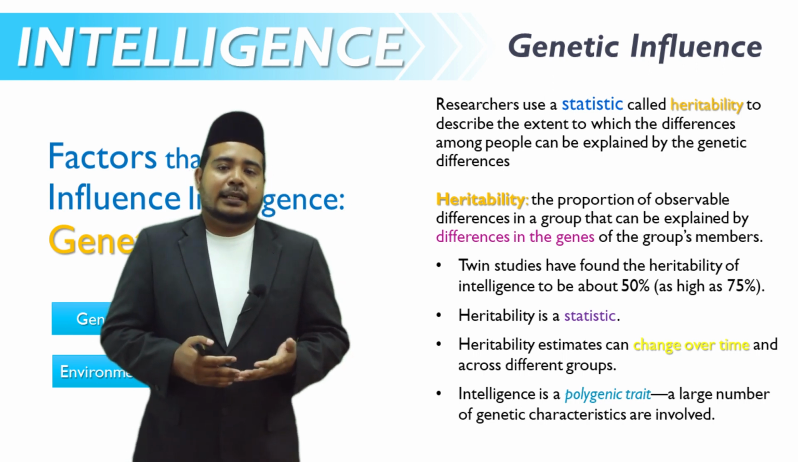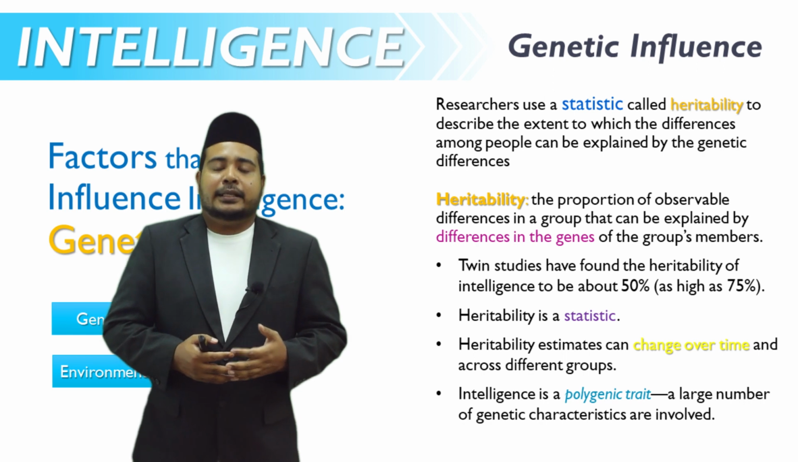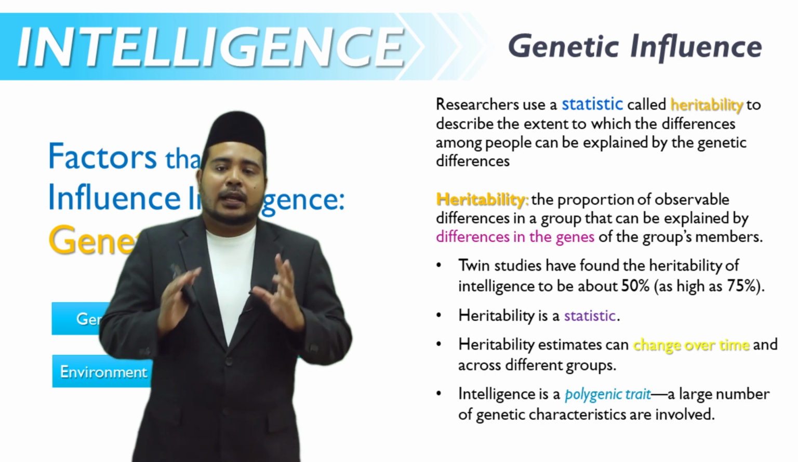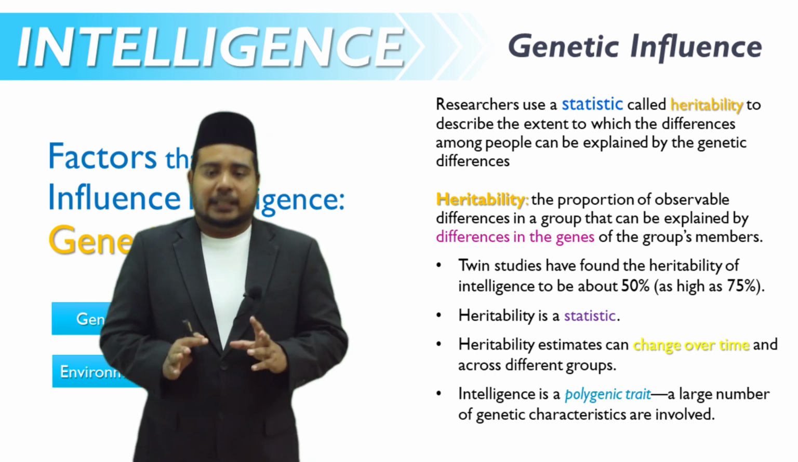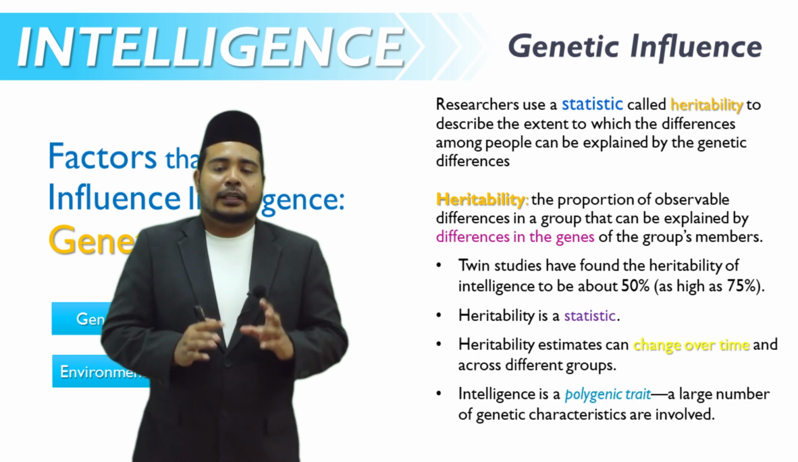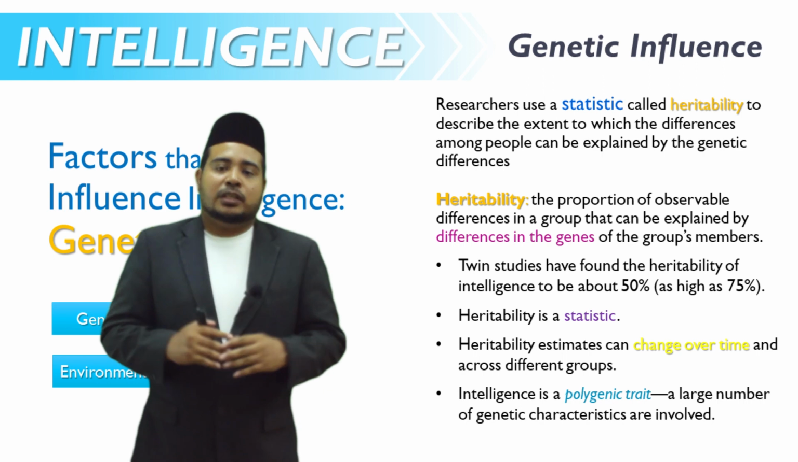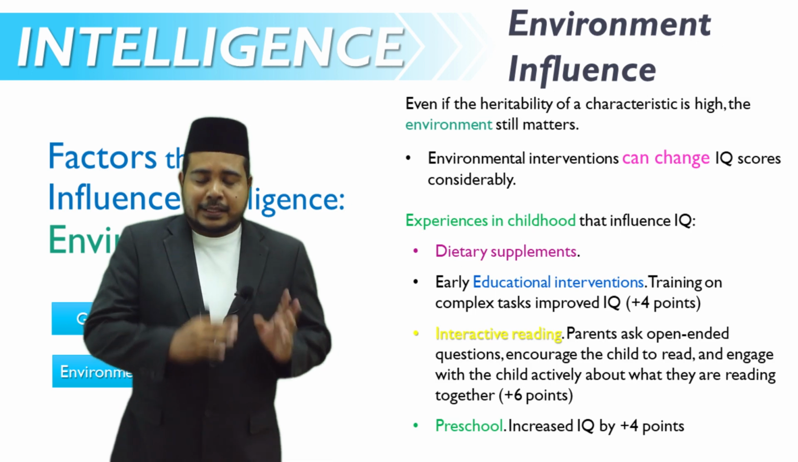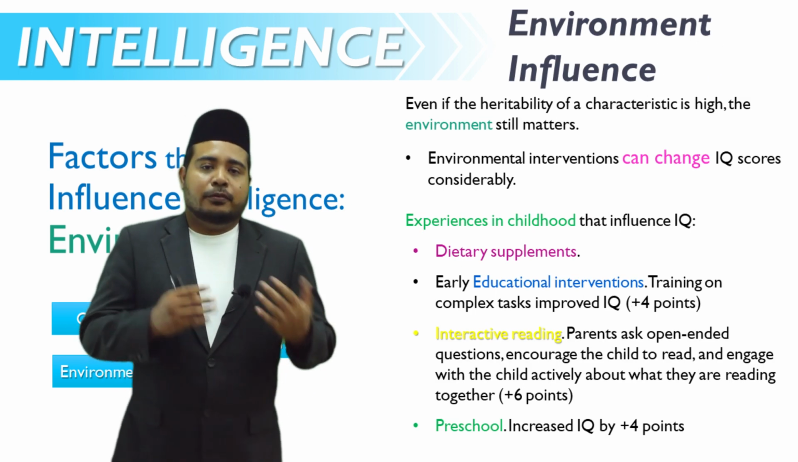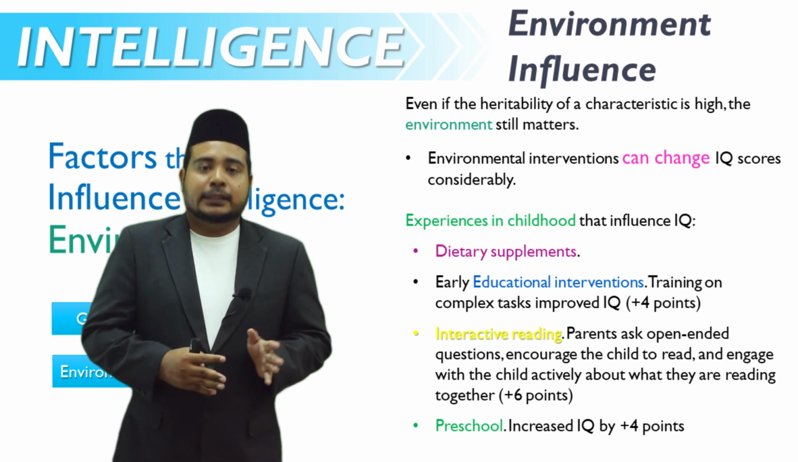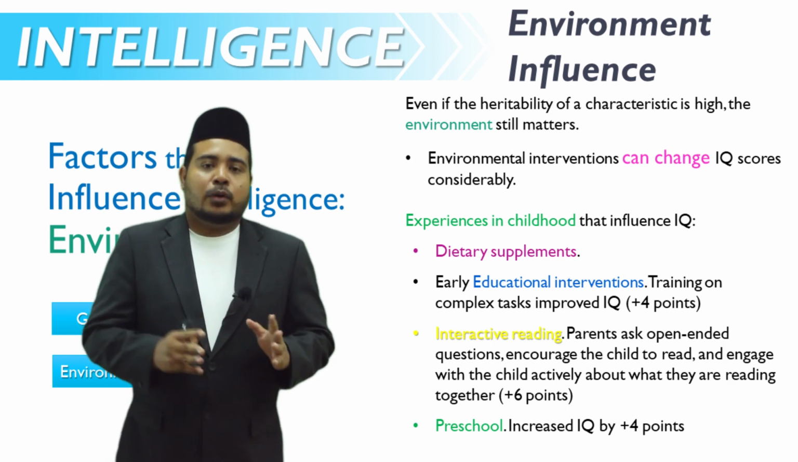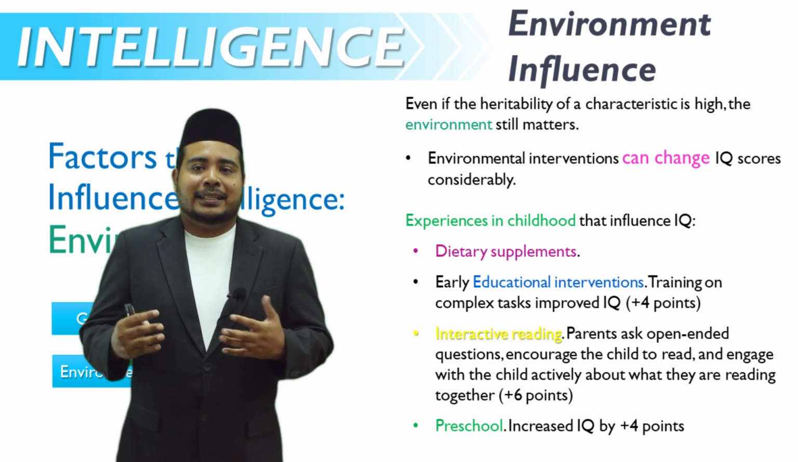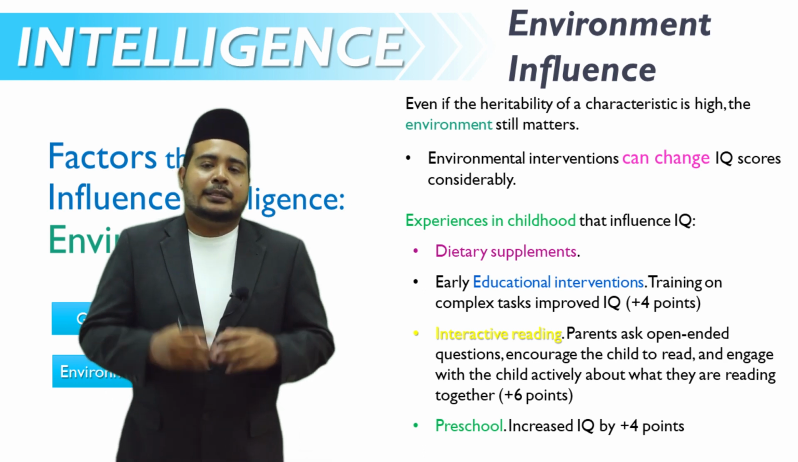So intelligence is a polygenic trait, meaning that it's not referring to only one gene, but actually a combination of a large number of genetic characteristics. So it does not depend on only one gene, but a combination of many genetic characteristics in someone's intelligence. Besides our genetic makeup, environmental factors are also important in contributing to someone's level of intelligence. Even if the heritability of a characteristic is high, the environmental factors still matter.